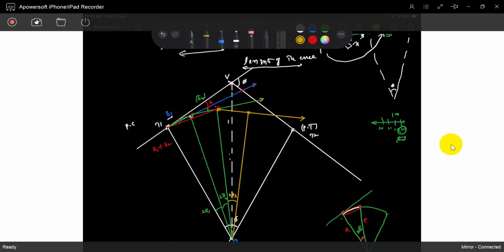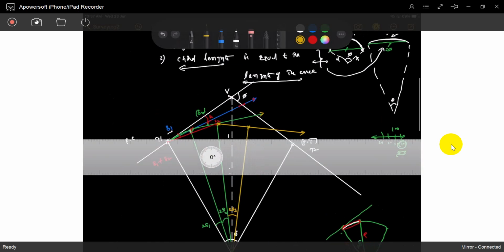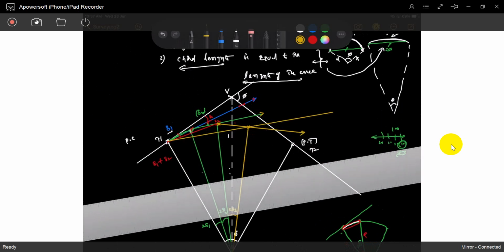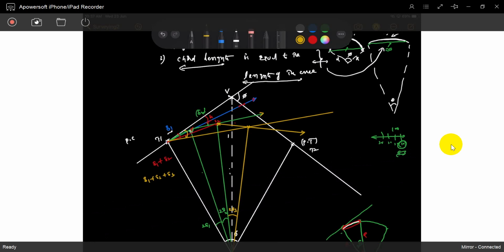And also, the angle of deviation from this point to this point is how much? The total angle of deviation is delta 1 plus delta 2 plus delta 3. Understood? You do this for every point. Later you just join those points, and you will get a curve.